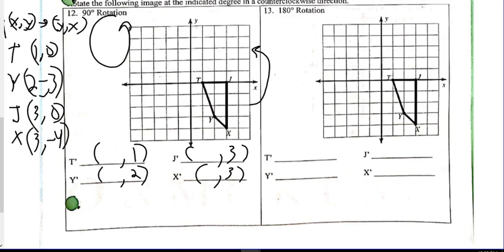Now, when I move the 0 to the front, it becomes opposite, but there is no negative 0. Negative 3 on Y is going to become positive 3. For J prime, 0, there is no negative, and negative 4 for X prime is going to become positive 4. So when I draw those on here, 0, 1, 3, 2, 0, 3, and 4, 3.